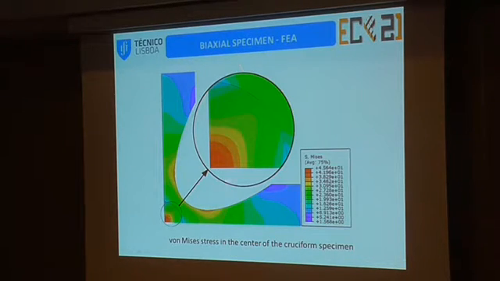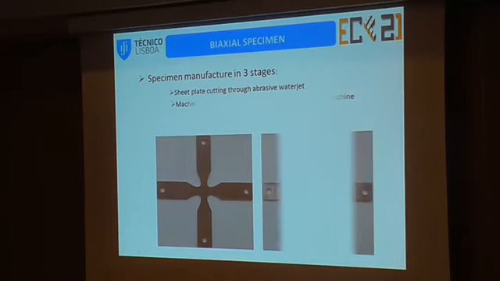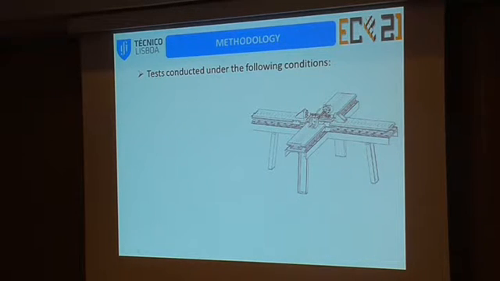We have also performed finite element analysis to ensure that we have the maximum stresses here in the center of the specimen. To manufacture the specimen, we followed three stages. The first is to cut the specimen with an abrasive water jet. Then the specimen was machined in a stencil to obtain this. And the third stage was polishing by hand here in the middle, just to achieve a good finish.